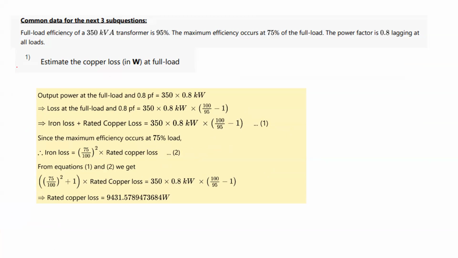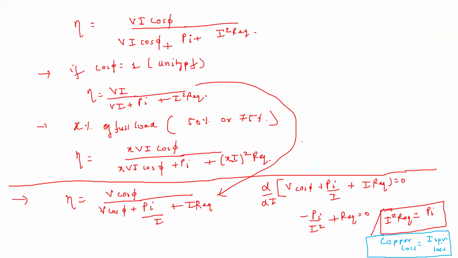So what is this question? In this question, we are given this data. This data is common for the three questions which you will be seeing. The question is the full load efficiency. Full load efficiency means when x is 1. Here I have written x, so if x is X% of full load, for example 50%, you will write x as 50 by 100. Similarly, this is half load. Now if it is full load, then x is 100%, because 100% is the full load, so 100 by 100.